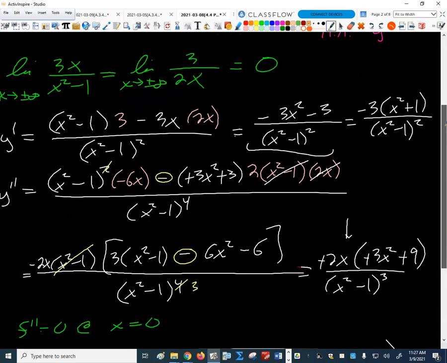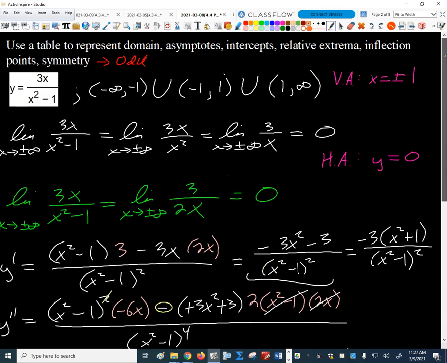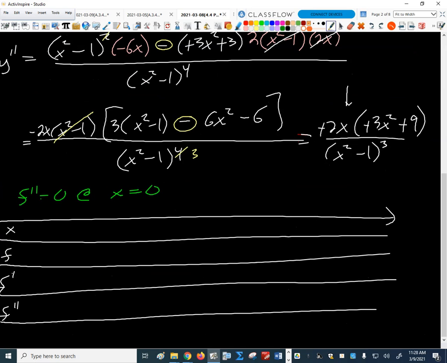Okay, so we had positive and negative 1 were our vertical asymptotes, right? Those are values where the function is undefined. So these are vertical asymptotes. We can just put a line down there. So we know those are vertical asymptotes. We had a 0 of the second derivative at 0.